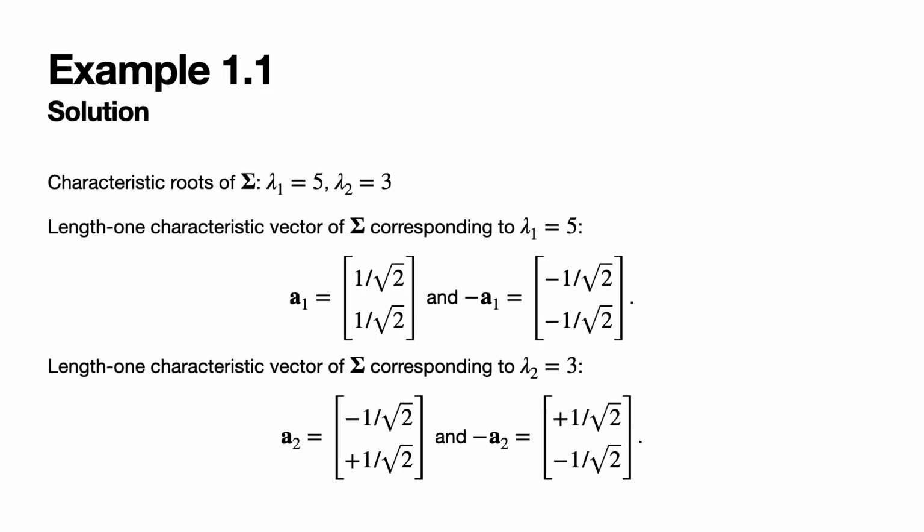So to summarize the results thus far, we have our 2 by 2 matrix, the characteristic roots of which are lambda 1 equal to 5 and lambda 2 equal to 3. The length 1 characteristic vector of cap sigma corresponding to lambda 1 equal to 5, we have two such length 1 characteristic vectors as shown here. And then the length 1 characteristic vectors of cap sigma corresponding to lambda 2 equal to 3 are given at the bottom of the slide.